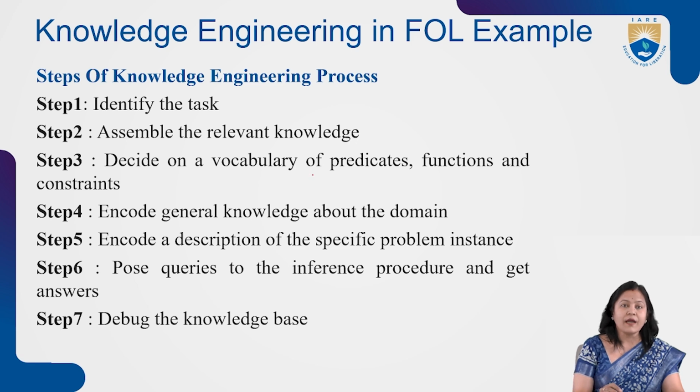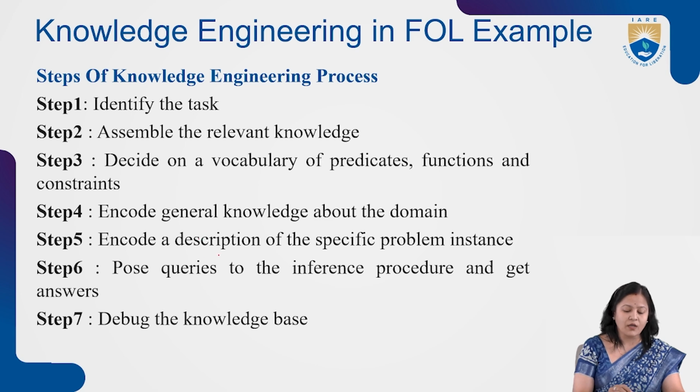Step 3, decide on a vocabulary of predicates, functions, and constraints. After acquiring all the knowledge in step 2, we have to assign all the names so that there is no name conflict. So different predicates we will use, and for every object we will define predicates, functions, and constraints. Then in step 4, encode the general knowledge about the domain. Here the knowledge representation will be done using first order logic about that particular area, that is called encoding.